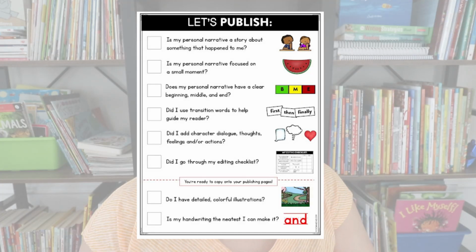So you can see that each of those things on there are lessons that I actually taught my students how to do, so it should be included. And then the last two were just, are the illustrations as neat as they can be, and is the writing as neat as it can be? So there you can see 10 of the main lessons I teach when teaching students how to write a personal narrative from beginning to end.